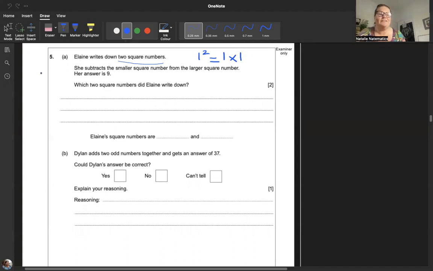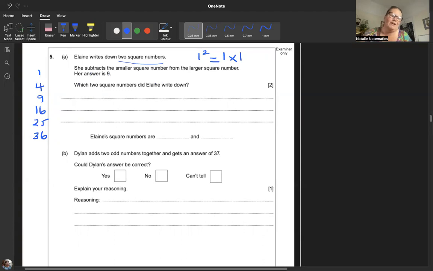Again, at this point, it's a calculator paper. So you could think, right, what are the numbers? And I can write down a few of them here. 3 squared, 4 squared, 5 squared, 6 squared. And again, don't worry too much about the fact that I'm doing them quite quickly. I've got a calculator. So she subtracts the smaller square number from the larger square number. Her answer is 9.